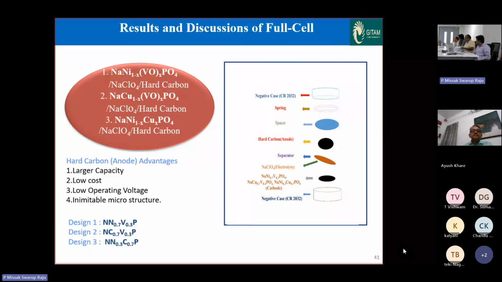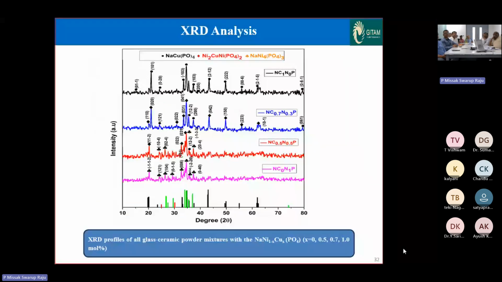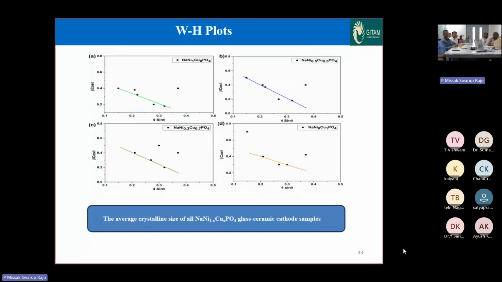I am from a different field, so I don't know much about batteries, and I had some questions regarding the XRD only. I noticed you have mixed phases in the XRD, right? There are 2 or 3 phases in the XRD. When there is a mixed phase, can you really apply the Williamson-Hall plot to a mixed phase? That's my question.